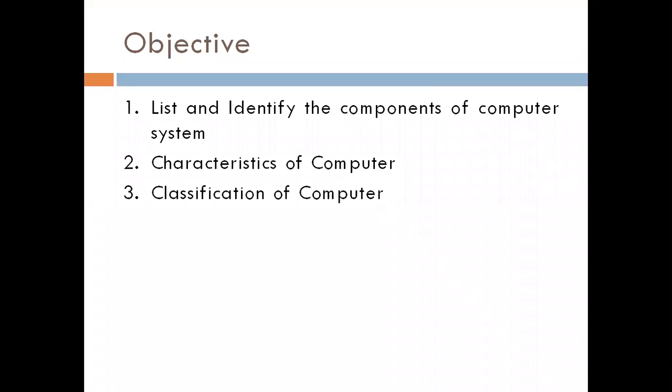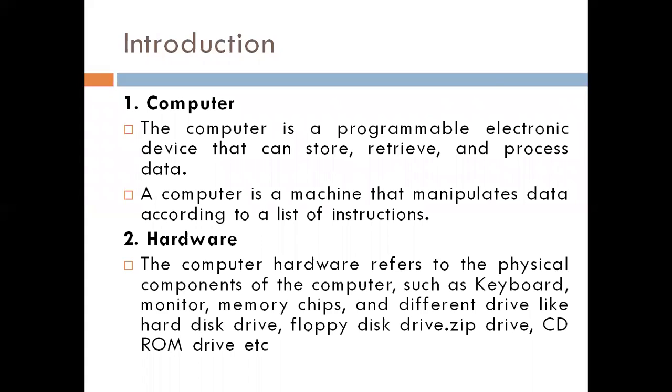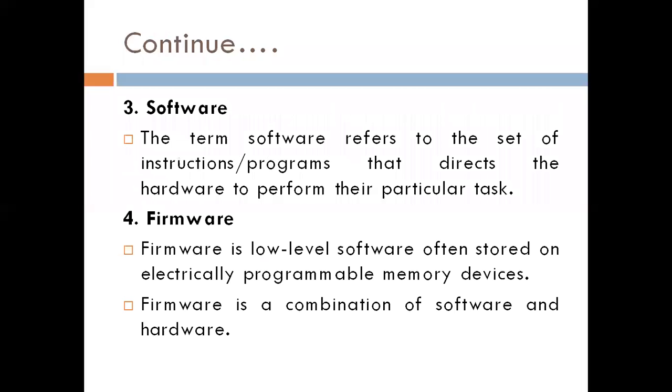The objective of computer maintenance and troubleshooting is, first, to list and identify the components of the computer system. Second is the characteristics of computer, and third is the classification of computer. Now there are four major components. First is computer, second is hardware, third is software, and fourth is firmware.